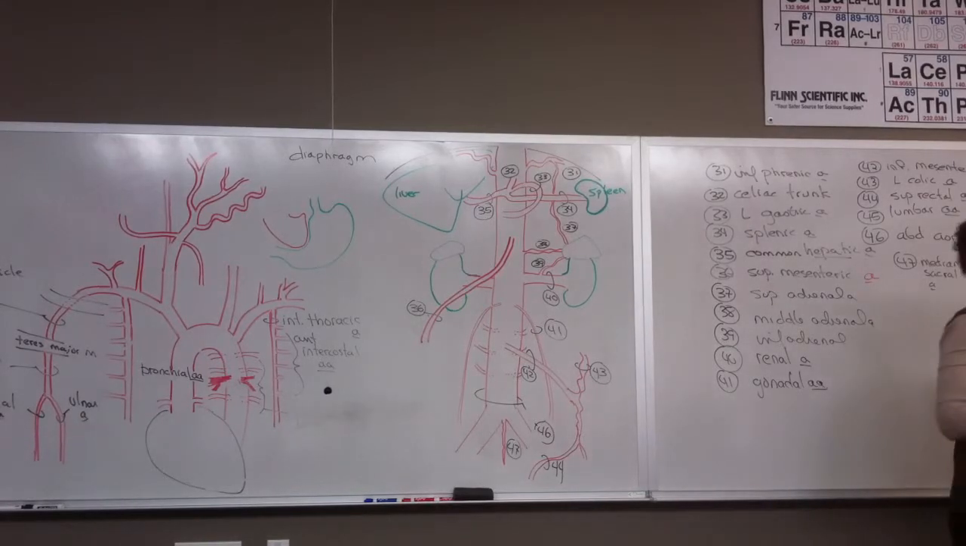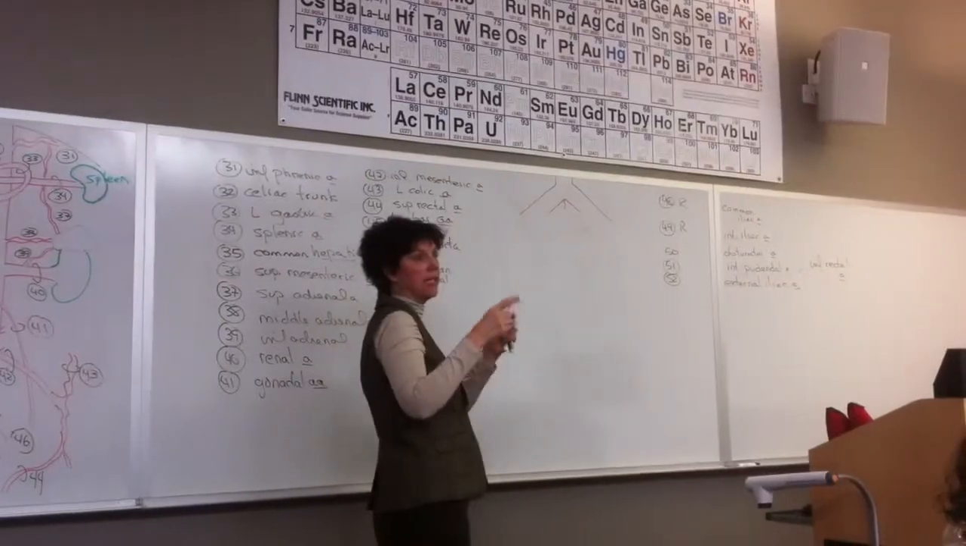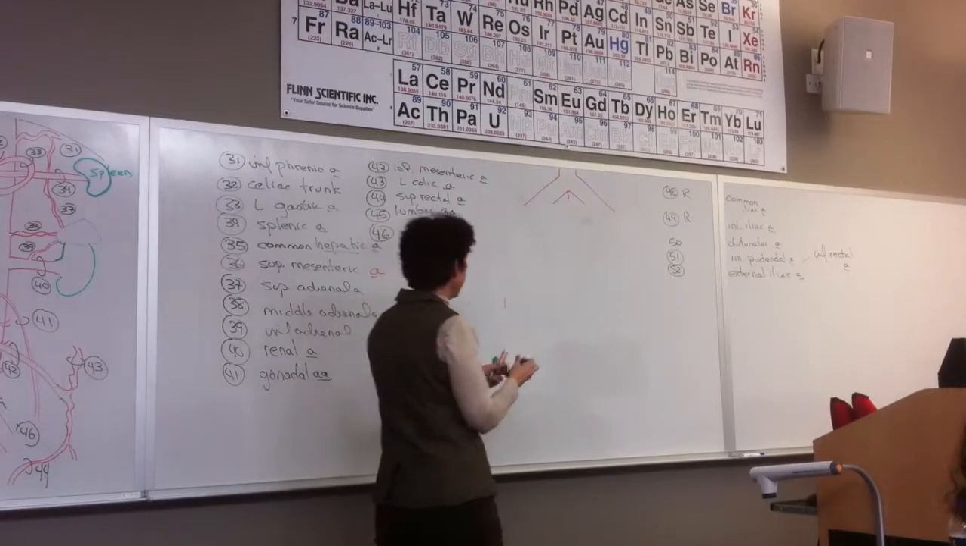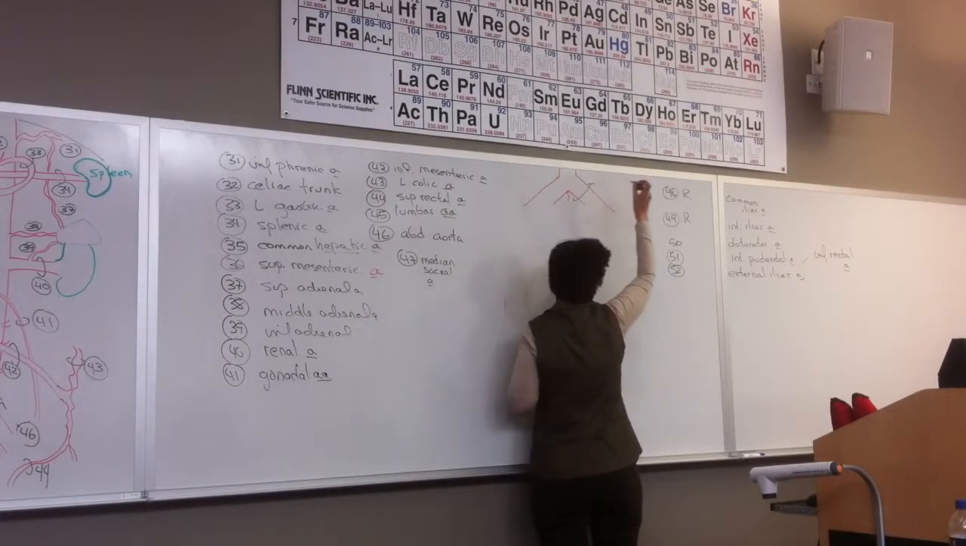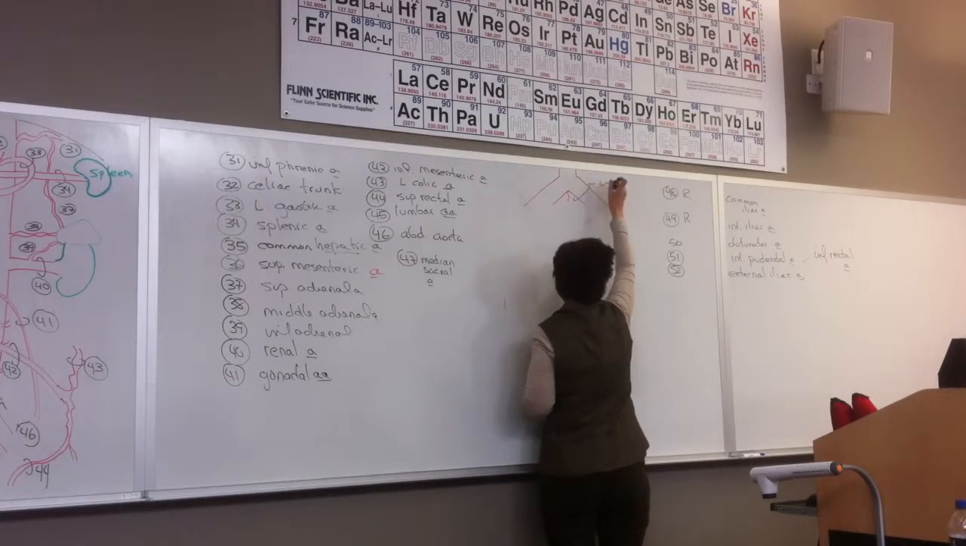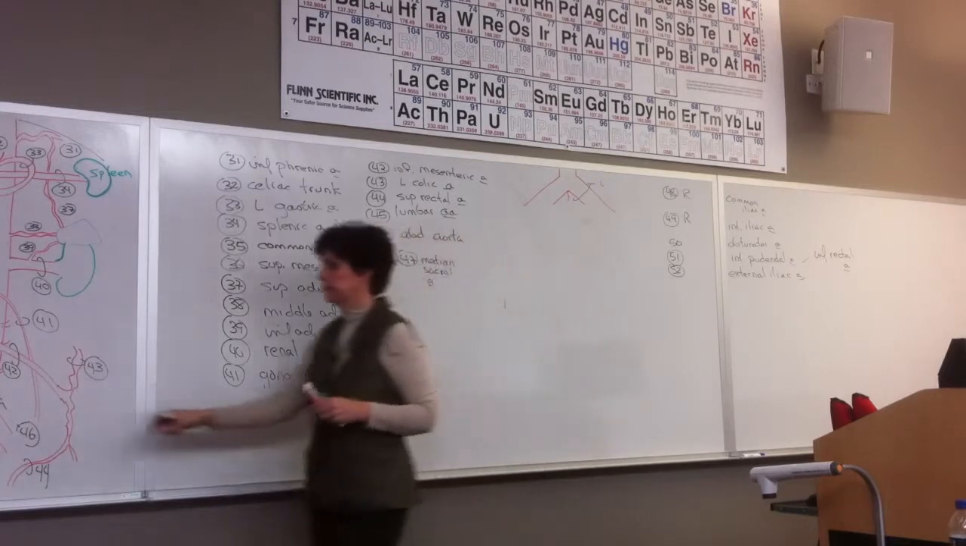Alright, so the abdominal aorta ends by dividing to form the left and right common iliacs. And remember what I said, anytime we have a common artery, it's going to divide again to form internal and external.